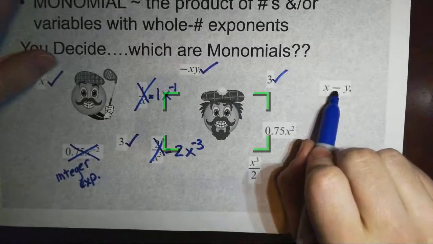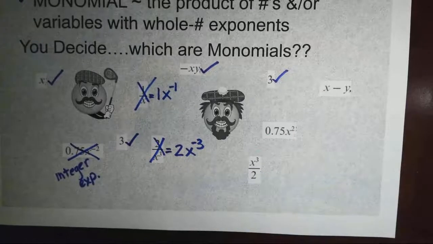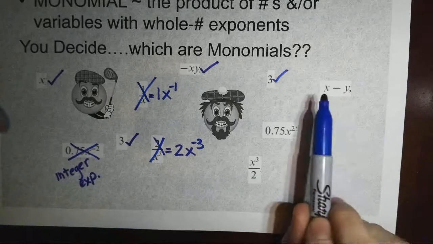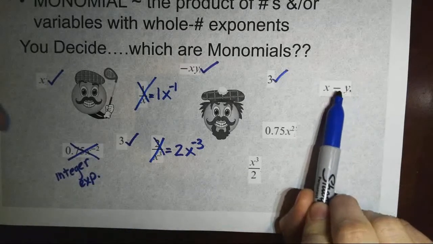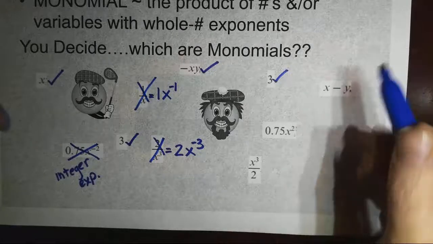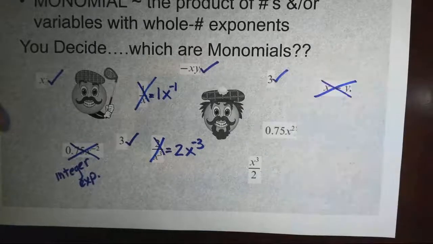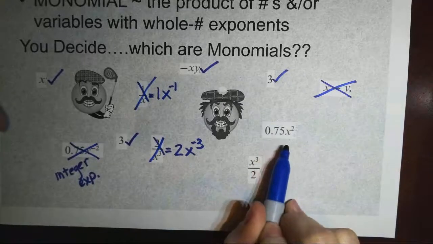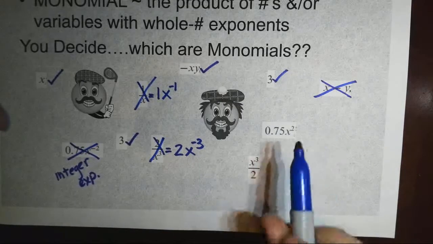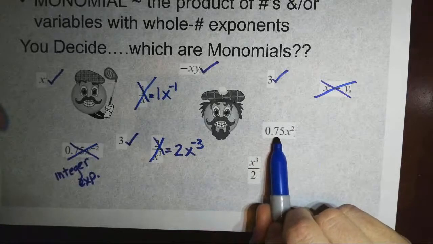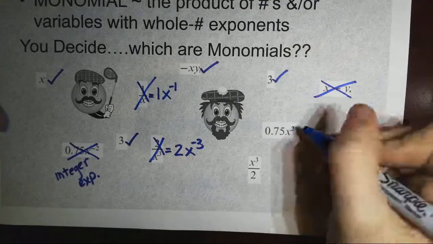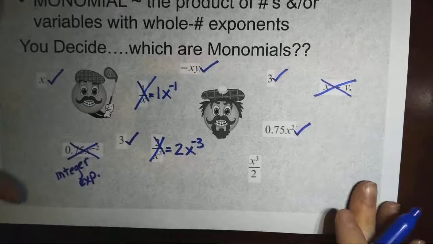Right here we have x minus y. Now remember before I said in order for it to be a monomial, it had to have only one term. But this has 2 terms, an x and a y separated by a subtraction sign. So that one is not a monomial because it doesn't have just one term. Here we've got 0.75x squared. It's the product of a constant, 0.75, and a variable x with a whole number exponent, 2. So that one is a monomial.